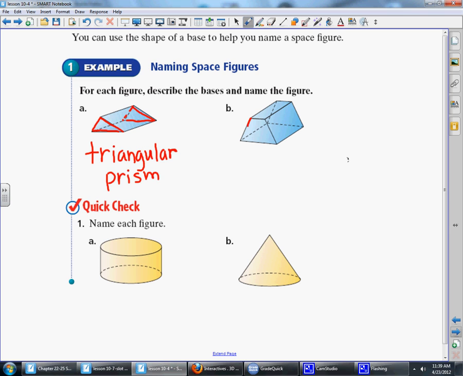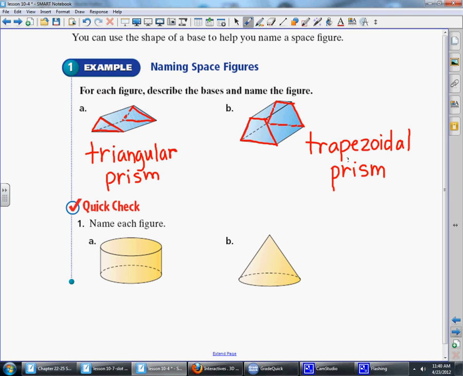Here we have two bases. What shape are these two bases? They're quadrilaterals, but they're a specific type of quadrilateral with only one pair of parallel sides, and that's a trapezoid. So this is called a trapezoidal. And because the lateral sides are rectangles, it's called a prism, trapezoidal prism.